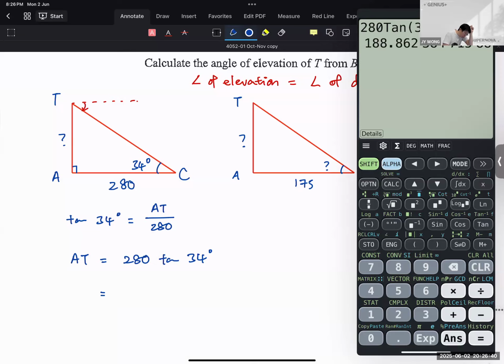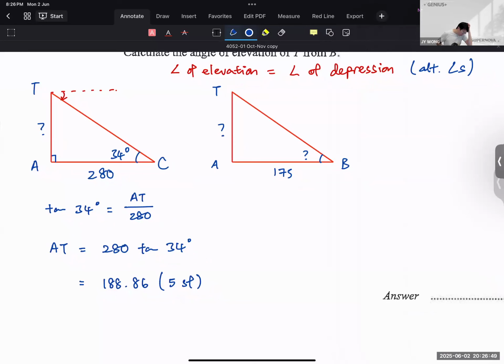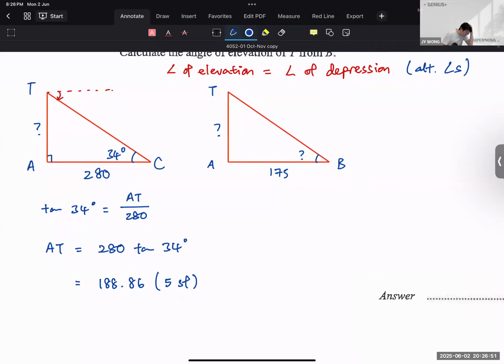But I think a lot of you don't like to do that. You would like to go and evaluate it. If you would like to evaluate it, please leave at least 4SF. For me, I will always give 5SF. Once I have this, then I have AT ready, right?